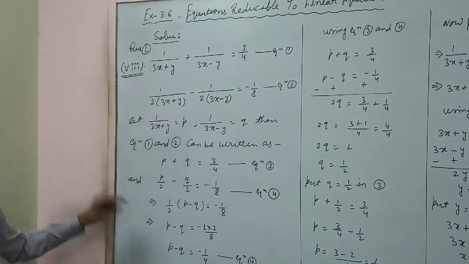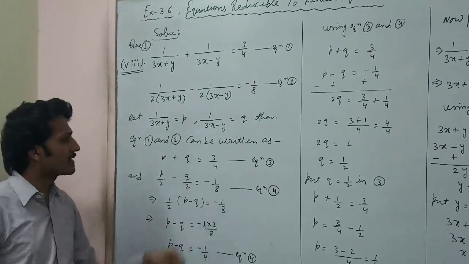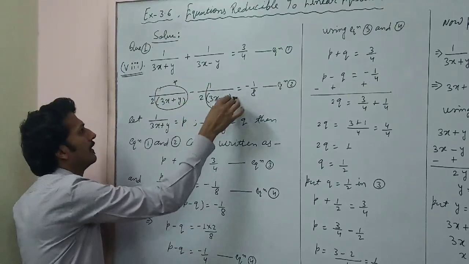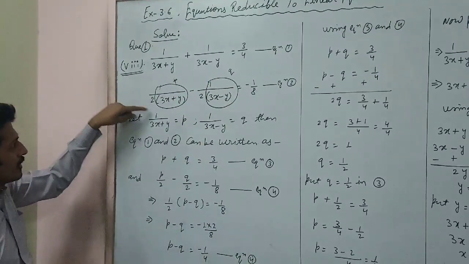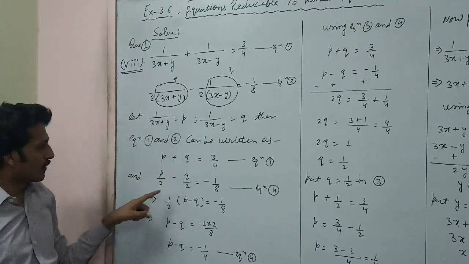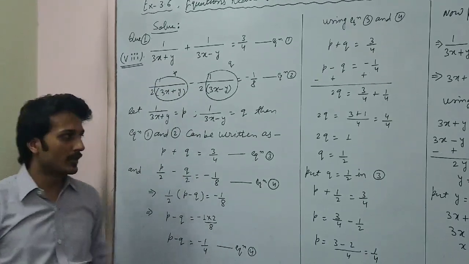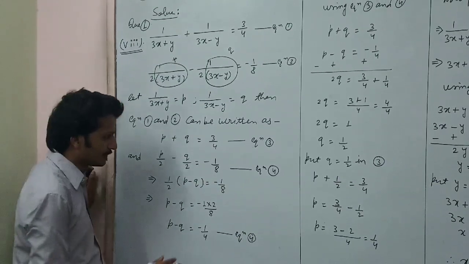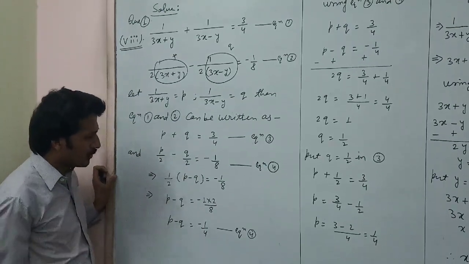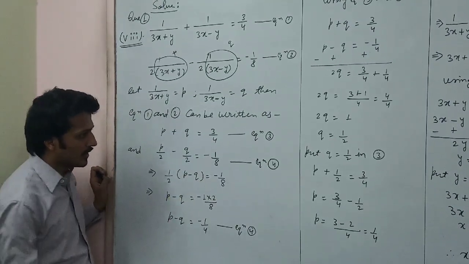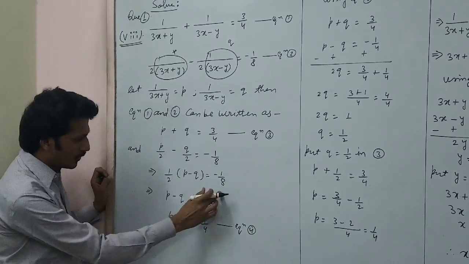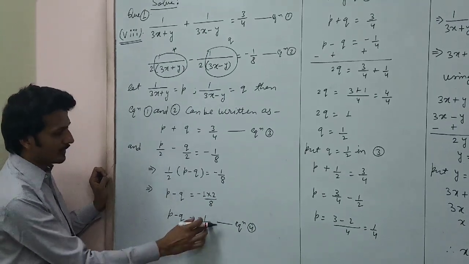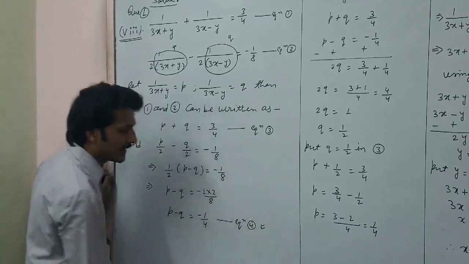And p upon 2 minus q upon 2 equals minus 1 upon 8. This part becomes p and this part becomes q, so this becomes p upon 2 minus q upon 2 equals minus 1 upon 8. This is equation number 4. Now this can be further simplified. We can take out 1 upon 2 common and cross multiply by 2 here. So we get minus 1 into 2 upon 8 equals p minus q, or by simplifying it we get p minus q equals minus 1 upon 4, and we will call this equation number 4.